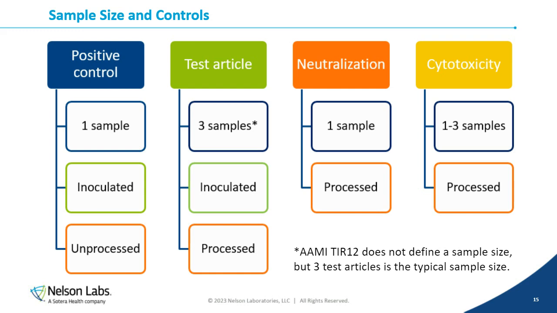For the neutralization test, that will be 1 sample, and it will only be processed through the disinfection procedure. And then the cytotoxicity testing or the disinfectant residual testing, that's typically done with either 1 to 3 samples. And again, those are samples that are processed through the disinfection procedure, but are not inoculated.